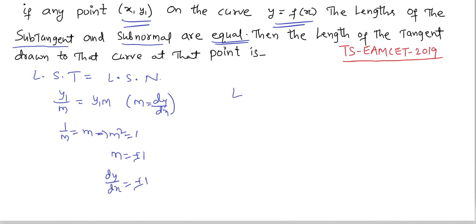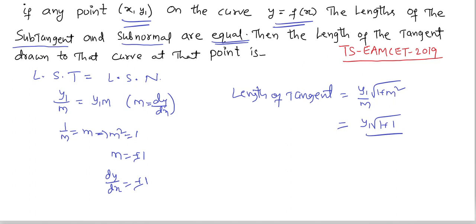Therefore, now we find the length of the tangent. Length of tangent = (y1/m)·√(1 + m²). Substituting the m value, y1·√(1 + |1|), that is √2·|y1|. This is the length of the tangent.